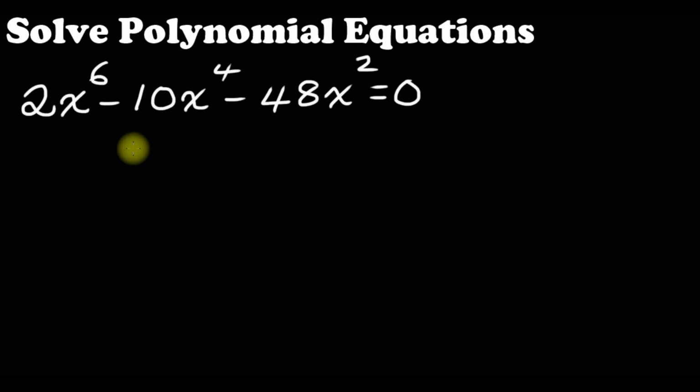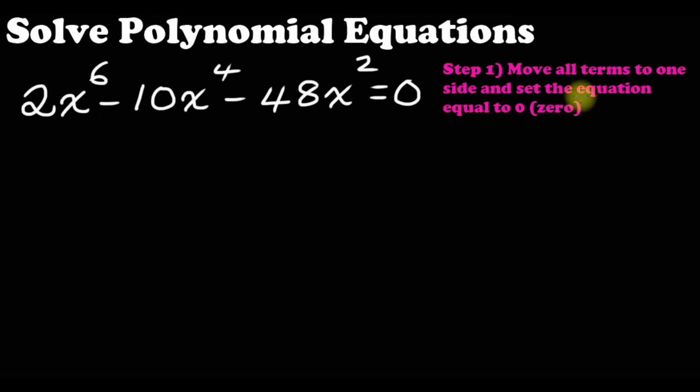Okay, let's take a look at this equation. We have 2x to the 6th, take away 10x to the 4th, minus 48x squared equals 0. So let's take a look at step 1. Step 1 is to move all terms to one side and then set the equation equal to 0.